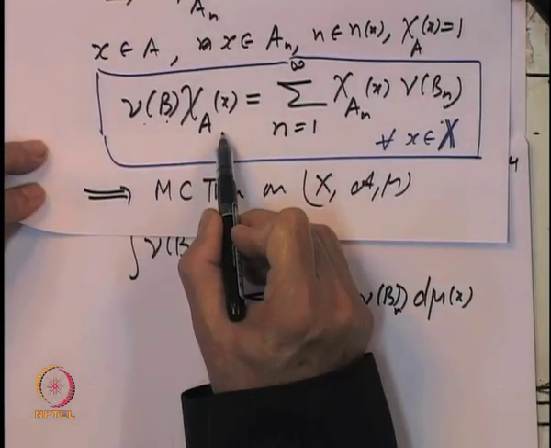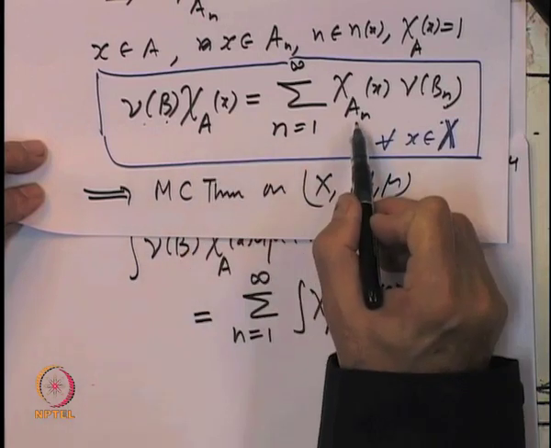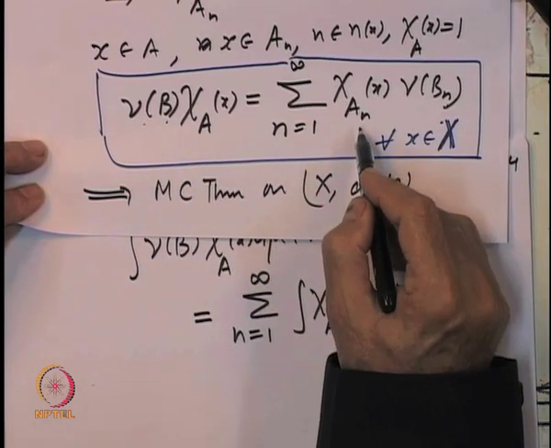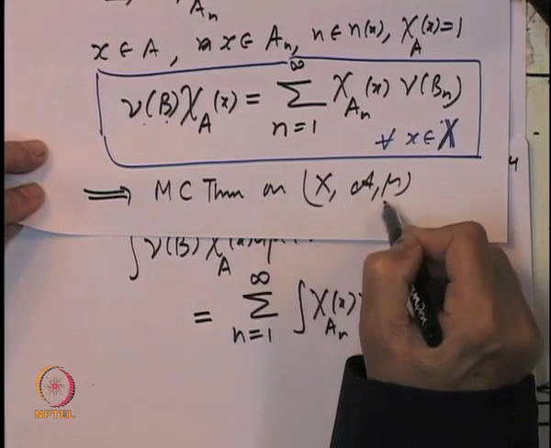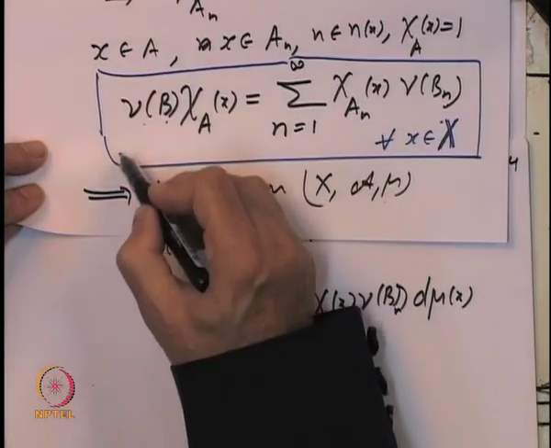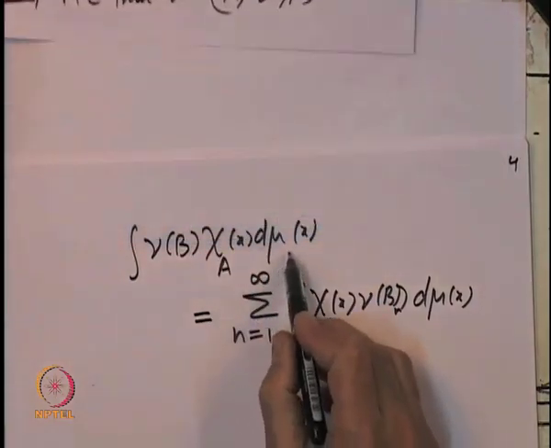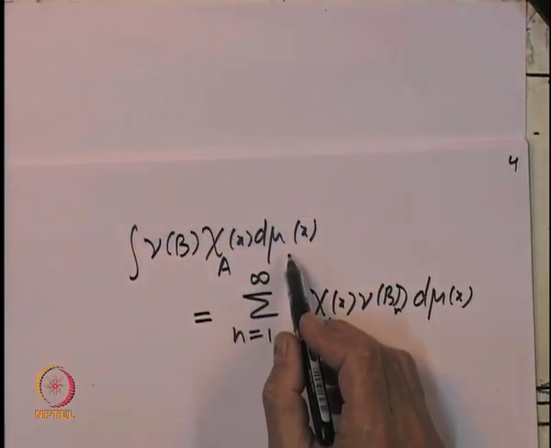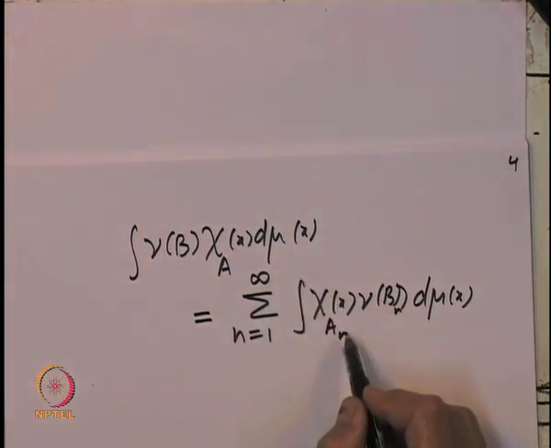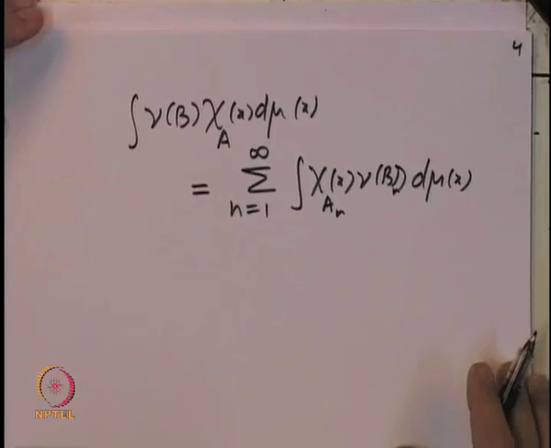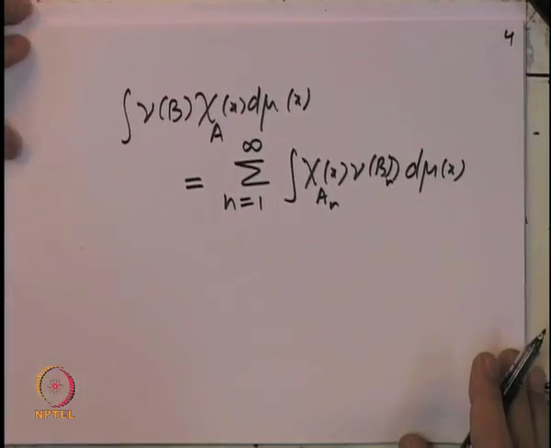So, this is a straightforward application of the monotone convergence theorem. The left hand side is a non-negative measurable function, which is a limit of non-negative measurable functions on this measure space. So, the integral of the left hand side with respect to mu must be equal to the limit of the integrals on the right hand side. So, this is an application of the monotone convergence theorem.